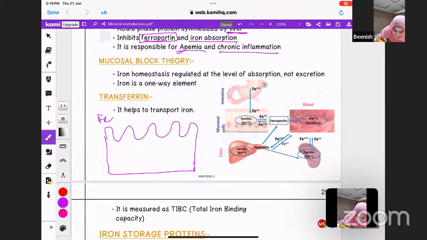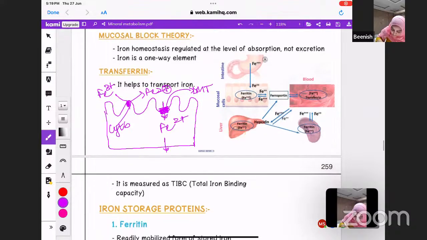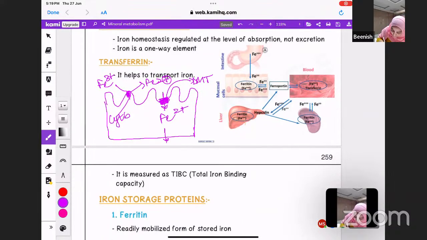You had your dietary iron, which was in the form of Fe3+. Then via duodenal cytochrome B, it was being converted into Fe2+. Then this Fe2+ was entering the enterocyte via what is known as your divalent metal transporter. Now this Fe2+ was being absorbed into the blood and moving out from the enterocyte into the blood via what is known as your ferroportin, here, this one. So this is your ferroportin.